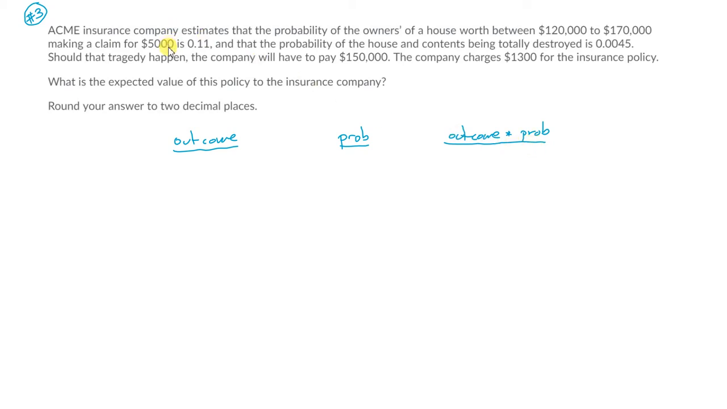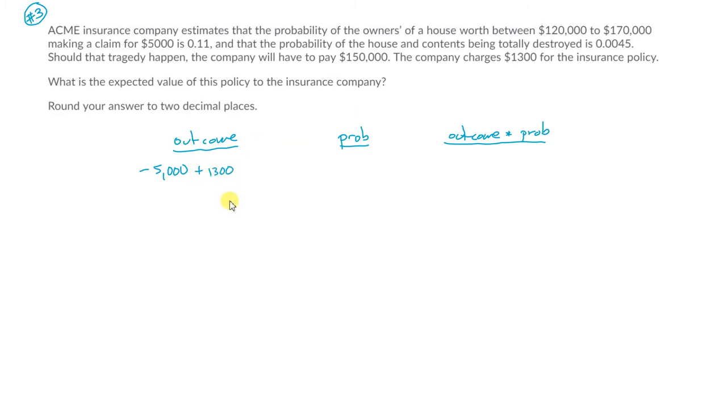that someone makes a claim for $5,000. Now, this is from the perspective of the insurance company. So if we pay out $5,000, that means that's a loss to us. That's negative $5,000 for us. So you have a negative $5,000 payout, but you're collecting $1,300 from that person to have the policy.